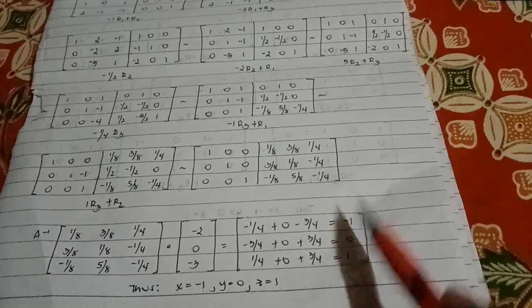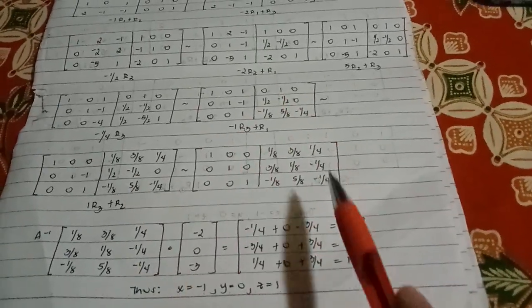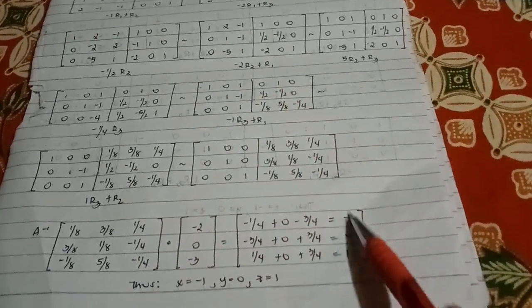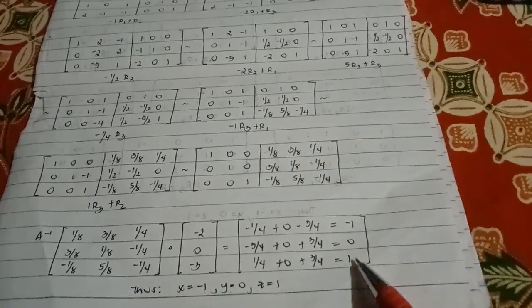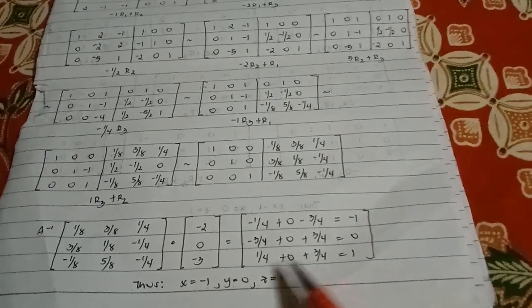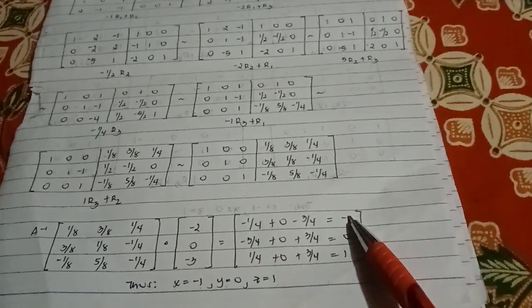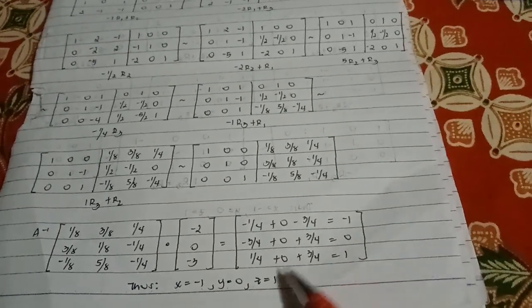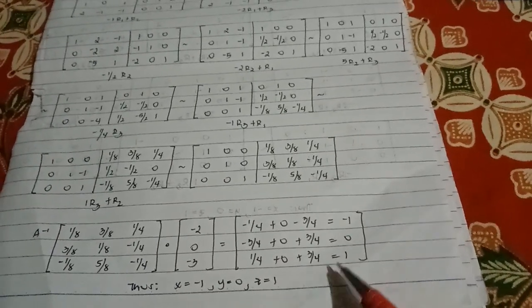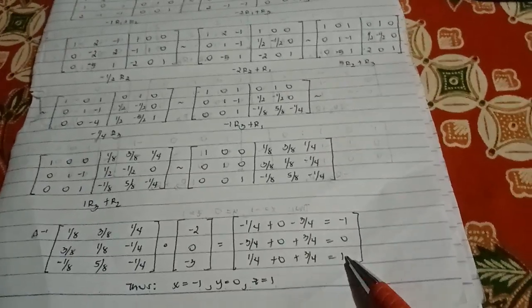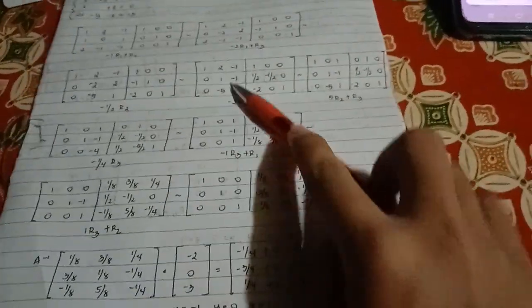So same siya sa Gauss-Jordan method na atong nakuha. So negative 1, 0, and then 1. So the value of x is equals to negative 1, y is equals to 0, and z is equals to 1. So therefore, this equation is consistent.